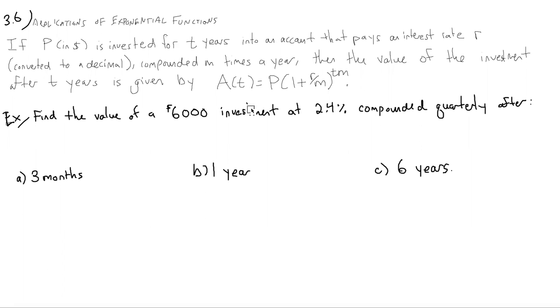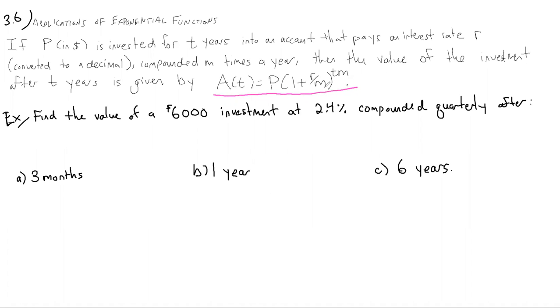So these are going to be basically exponential models. And here's our formula. A of t is going to be the future amount or the value, and it's given by this formula: P times 1 plus r over m, to the tm. P is the present or the initial value of the investment. r is the interest rate converted to a decimal number. And m is how many times a year it gets compounded.